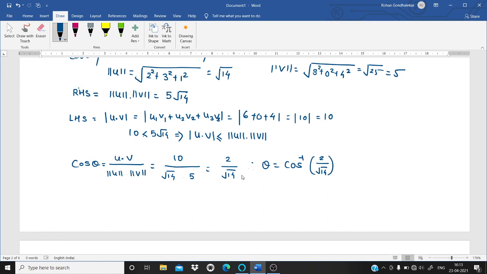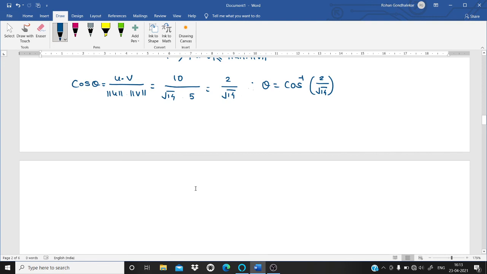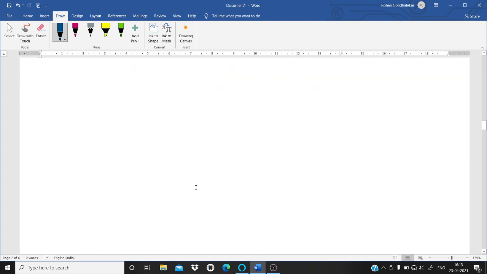So this is a simple question based on the Cauchy-Schwarz inequality. They may ask you to work out the values of the angle between the two vectors and verify the Cauchy-Schwarz inequality. Okay. So one more problem I would like to prove, based on the Cauchy-Schwarz inequality. That is, the values are not provided. You need to just apply the Cauchy-Schwarz inequality to prove something.